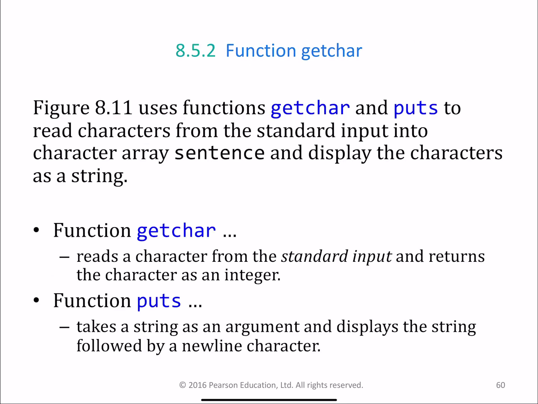And that brings us to another two functions, getchar or get character, and puts. Puts is the one you're already familiar with. getchar reads a character from the standard input, our keyboard, and returns the character as an integer. The puts function you're familiar with takes a string as an argument and displays it to the screen, in our case standard output, and adds a new line character at the end. And we've been using that just to print new line characters by passing an empty, a null string to puts.